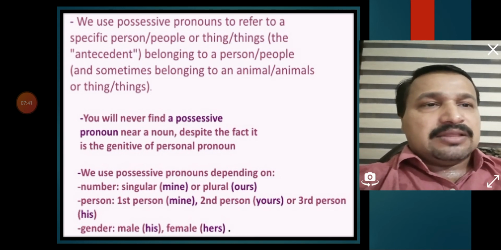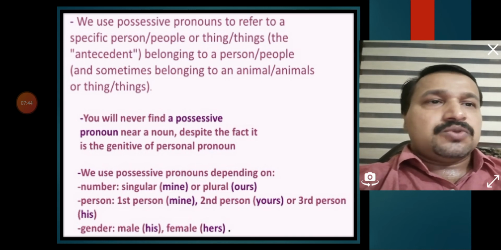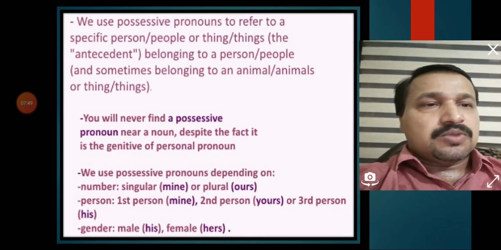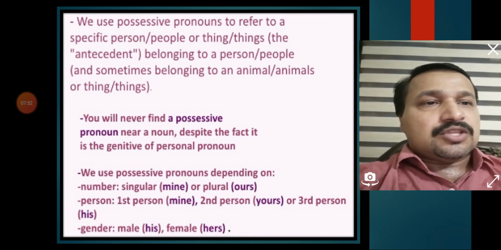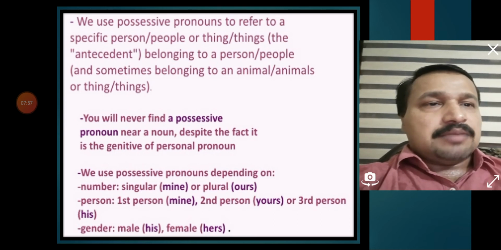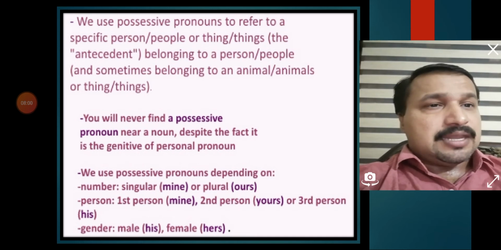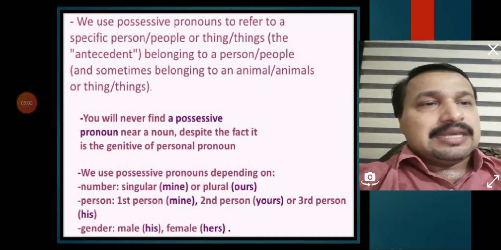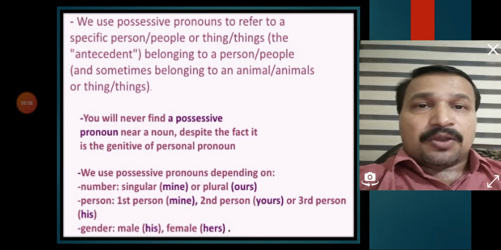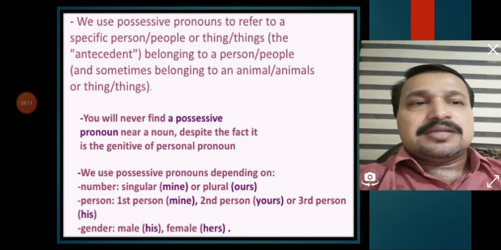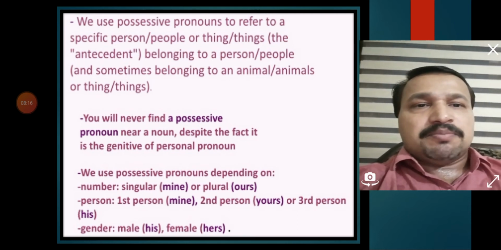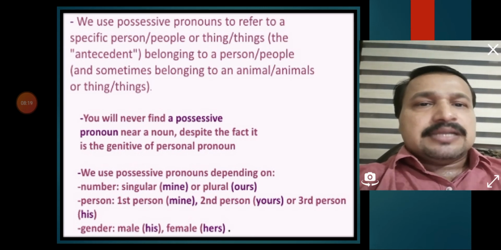For example, this is my book. When you say this is my book, my is a possessive adjective because my is the word that is used to qualify the word book. At the same time, if you say this book is mine, there mine is used alone; it stands alone. So that's why mine is considered to be a possessive pronoun, but my is considered a possessive adjective. We use possessive pronouns depending on the number, person and gender.